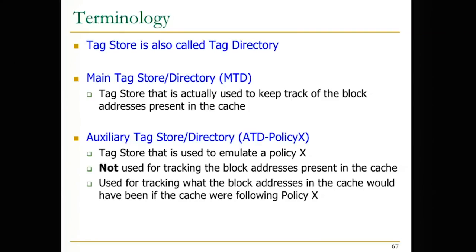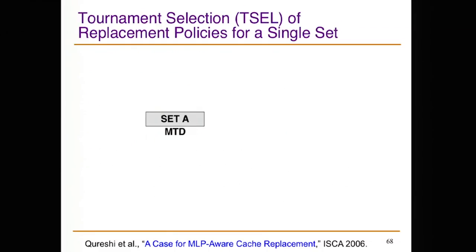Now you're an architect. You can actually come up with any kind of policy and do it. Okay, so basically, that's the idea over here. You have a main tag directory for a given set. Let's take a look at a single set. This is also called tournament selection.